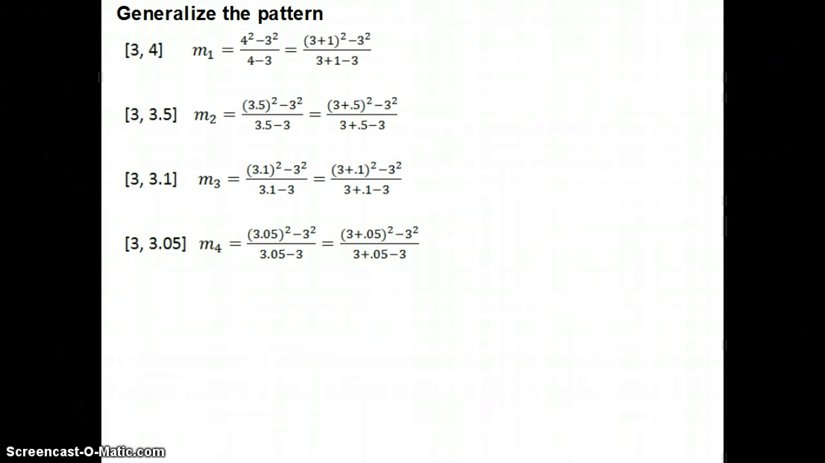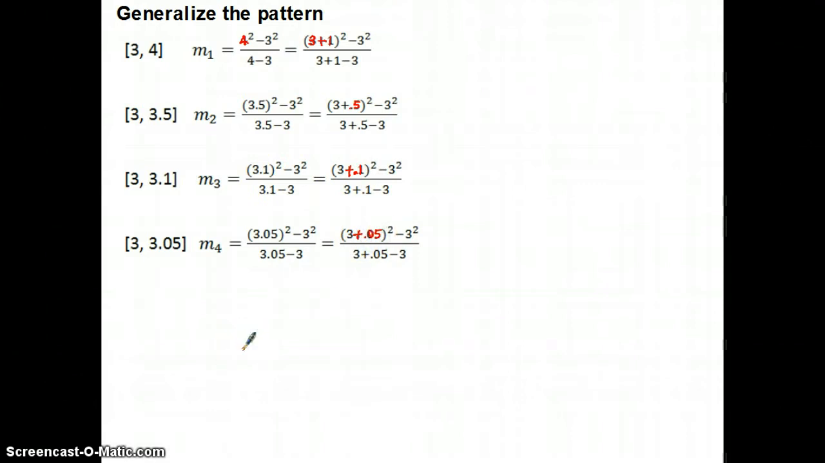So let's try and generalize the pattern that we've been looking at here. What I've done here is I've rewritten the slopes, the rate of change, so that the 4 is not just a 4. The 4 is represented as 3 plus 1. I'm showing how far away from 3 we actually are. We're plus 1 away from 3. And then 3.5, we're actually plus 0.5 away from 3. And then 3.1, we're 0.1 away from 3. And then right here, we're 0.05 away from 3.